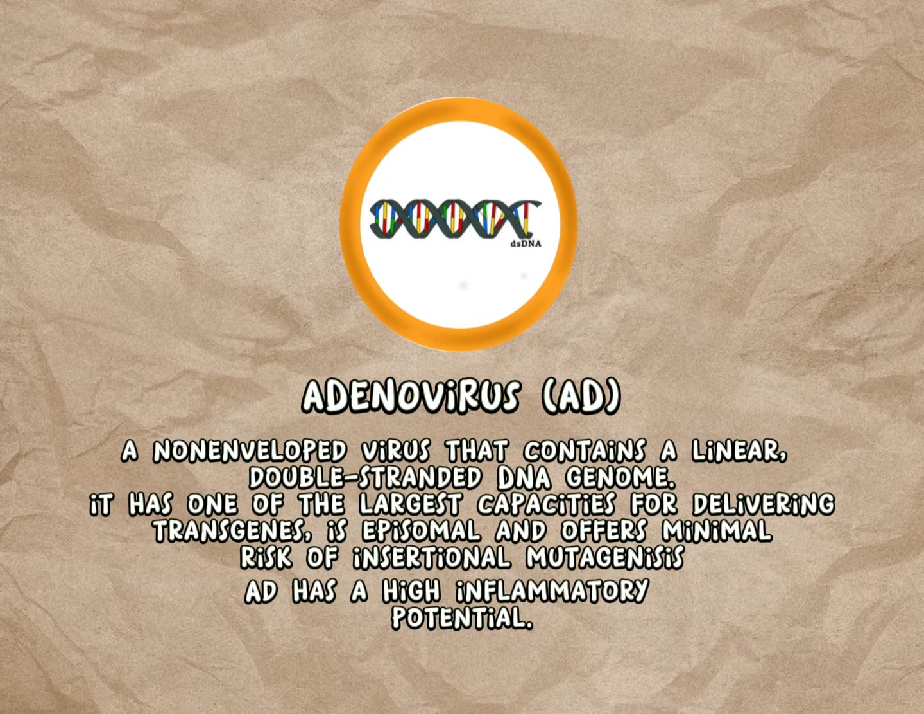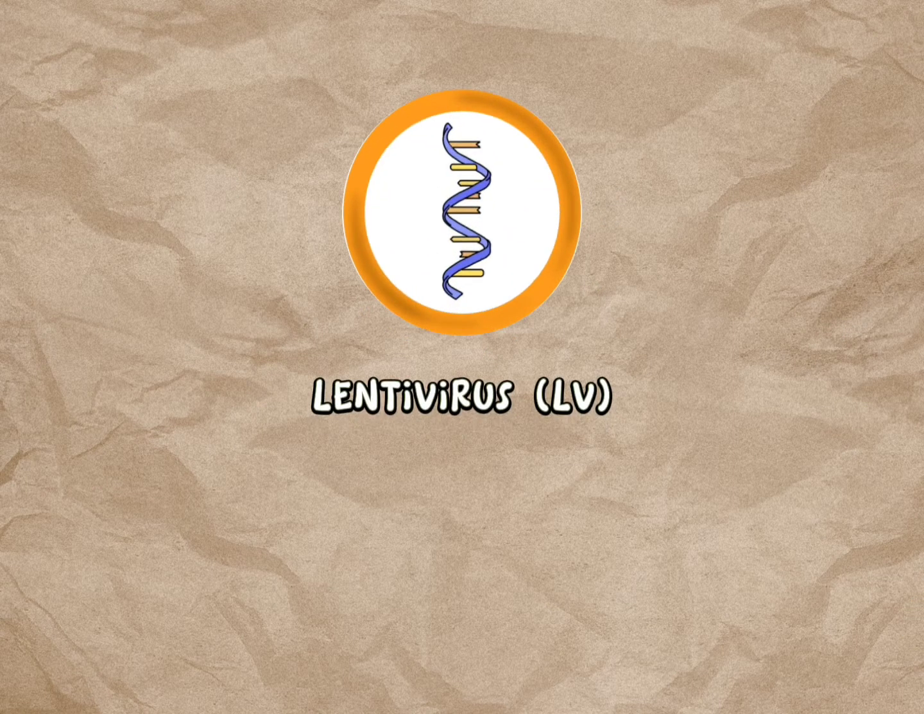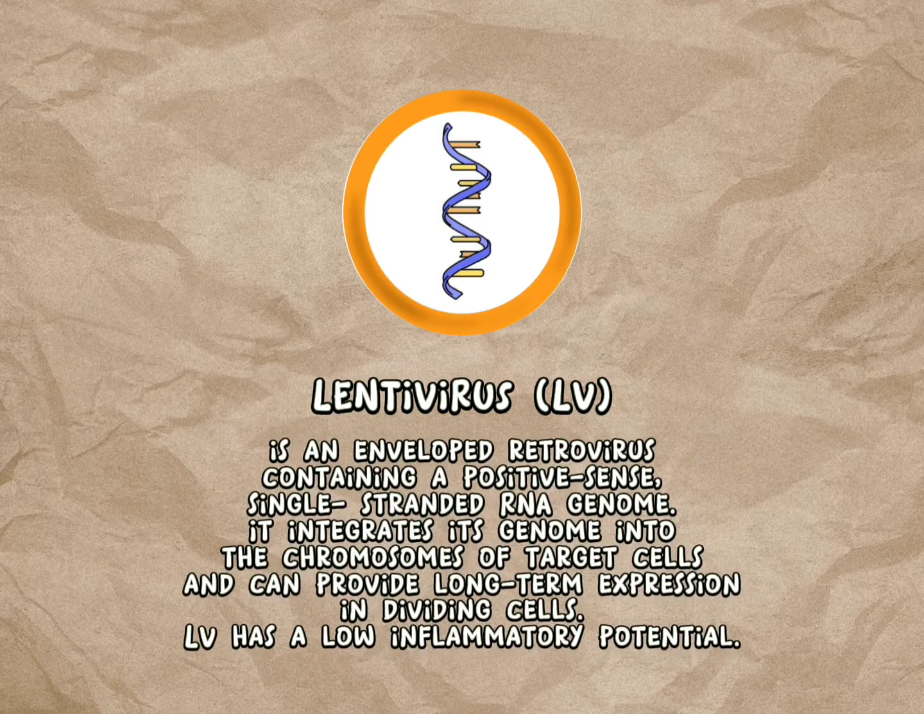It is a non-enveloped virus that contains a linear, double-stranded DNA genome. It has one of the largest capacities for delivering transgenes, is episomal, and offers minimal risk of insertional mutagenesis. AD has a high inflammatory potential. And last is the lentivirus, or LV, an enveloped retrovirus containing a positive-sense single-stranded RNA genome. It integrates its genome into the chromosome of target cells and can provide long-term expression in dividing cells. LV has a low inflammatory potential.